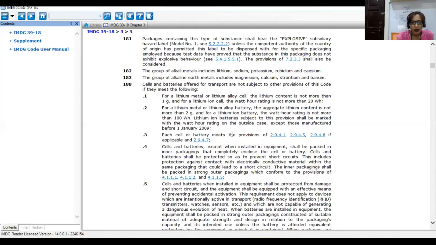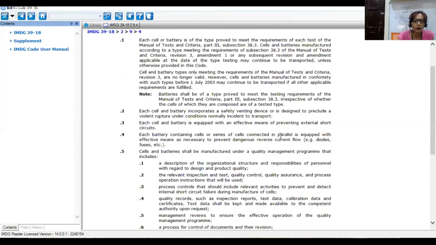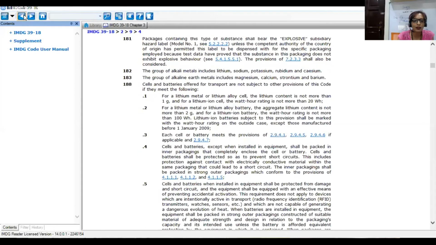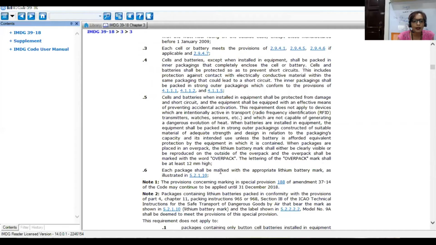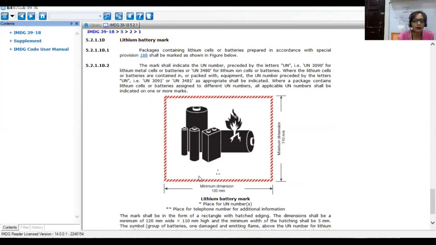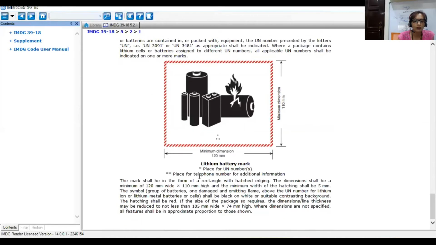Yeah. And they also tell you about those that are manufactured before 1st January 2009, or each cell or battery that meets the provision of 2.9.4.1, which is the test criteria for these batteries. Then they indicate to you the types of packaging that is required, and they tell you that it has to be marked with this symbol, right, which is the lithium battery mark.